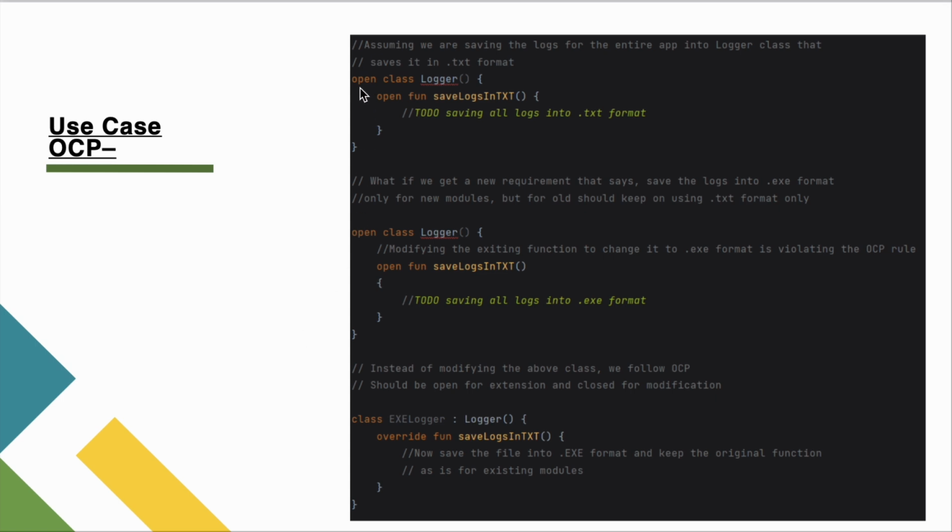Now let's say there is an open class Logger, which has a function to save logs in txt format. This is the main class which will save the logs for the entire application in txt format. Now assuming a new requirement comes up which says that for all the new modules that you will be developing in the future, you have to save those logs in exe format rather than in txt format.